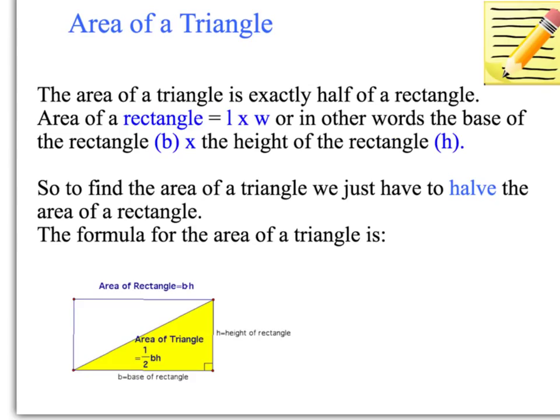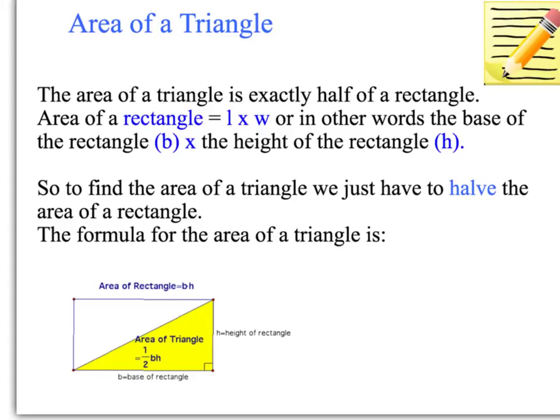Okay, so today we're going to learn about the area of a triangle, which is 11.5 in our textbook. Now, when we're looking for the area of a triangle, there are some things we need to keep in mind. The area of a triangle is actually exactly half of the area of a rectangle, and that will give us some clue as to trying to remember what the formula is for the area of a triangle.